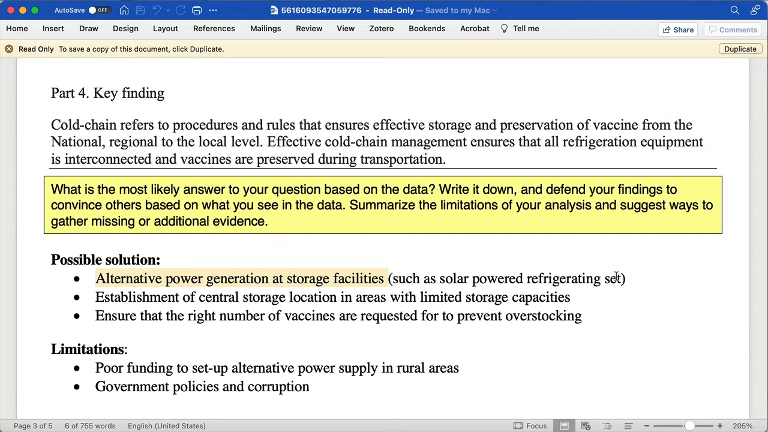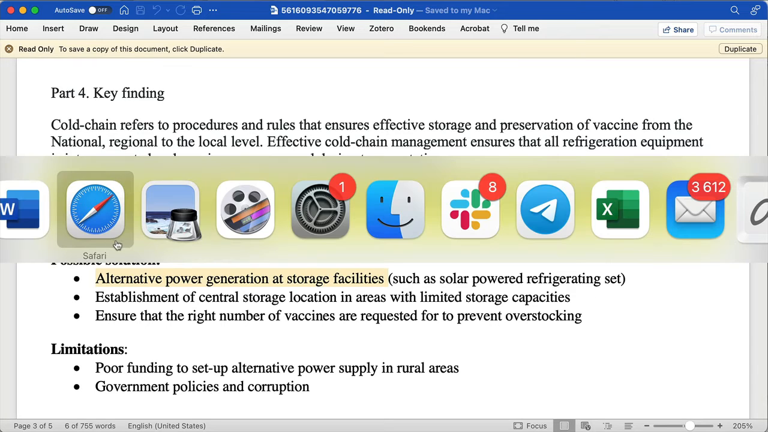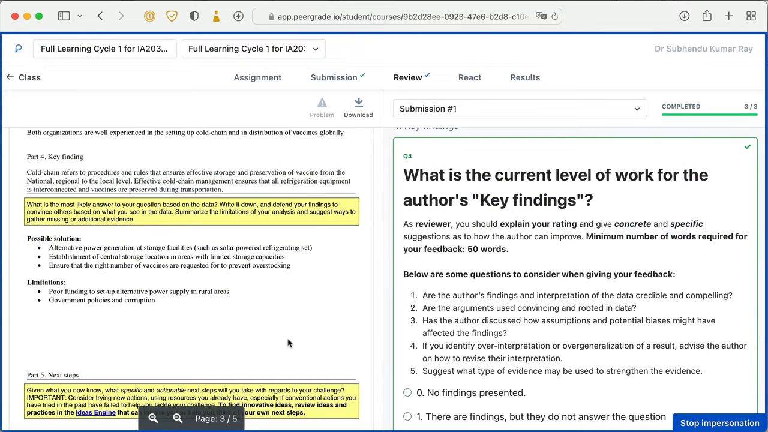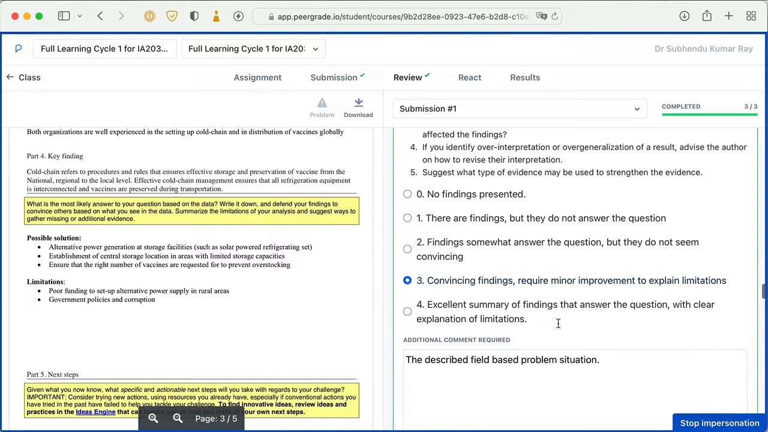Because if it turns out, for example, that staff are not competent at handling power generation devices, then the worst thing you could do is set up a solar array, but if the people managing that don't know how to use it, it's not going to help. That's why we need analysis. So now let's see what the person has done.